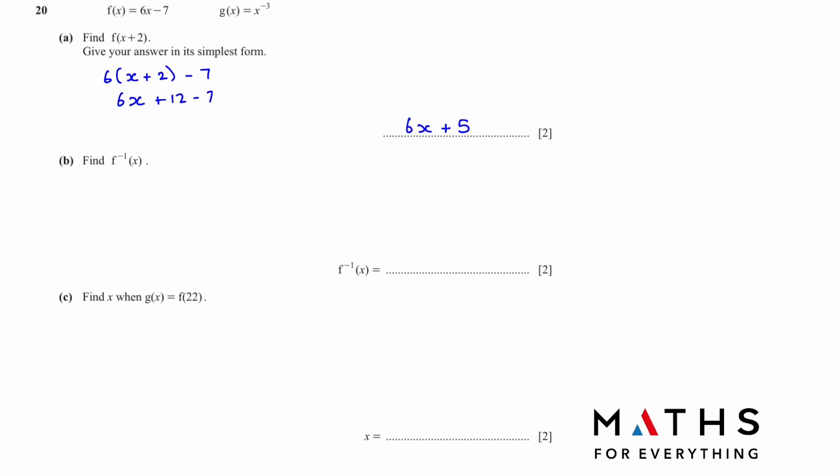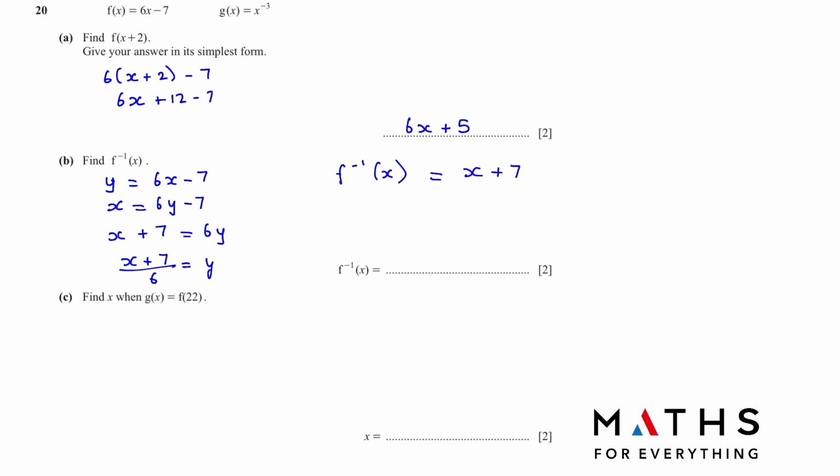Next we have to find the inverse of f of x. F of x is y is equal to 6x minus 7. At this point, if you want, you can interchange the x and y. Now we have to make y the subject. So first the plus 7 will go, and then you divide by 6. In place of y, we are going to write f inverse x, and what is it equal to? X plus 7 over 6.